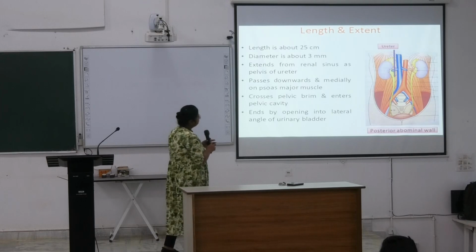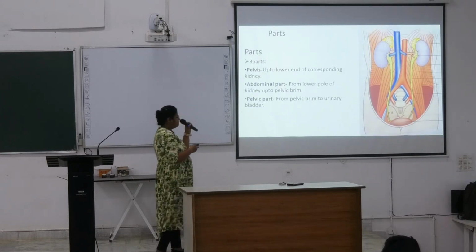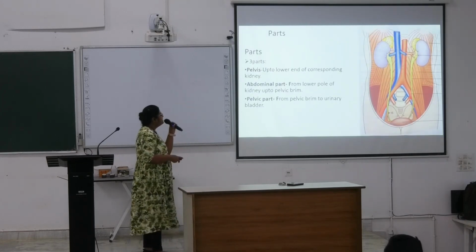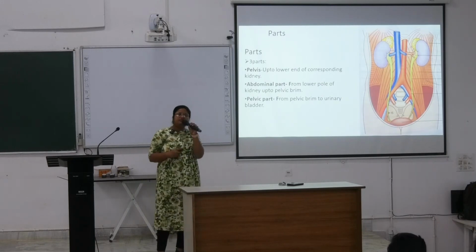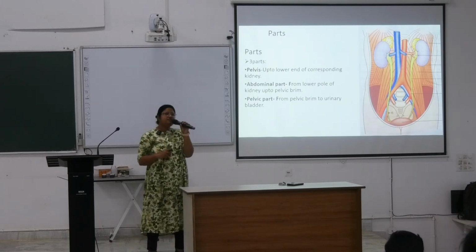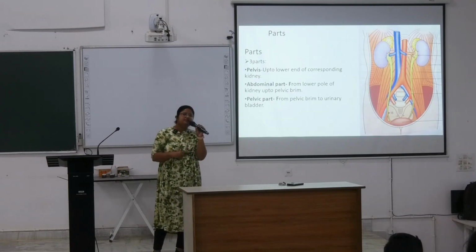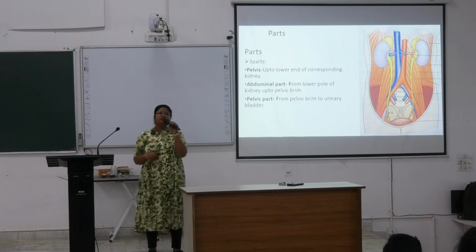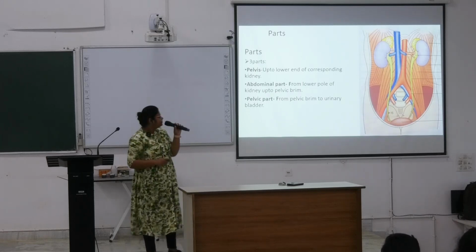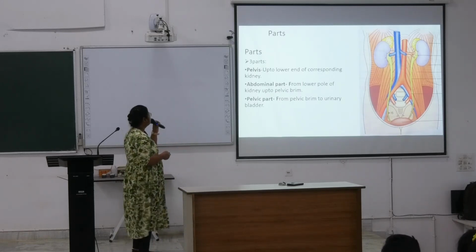Next, three parts of ureters are present. Three parts are important. Three parts and constrictions of ureter are very frequently asked, and blood supply is important. From the blood supply, also explain why question is given. Okay, so three parts are present.